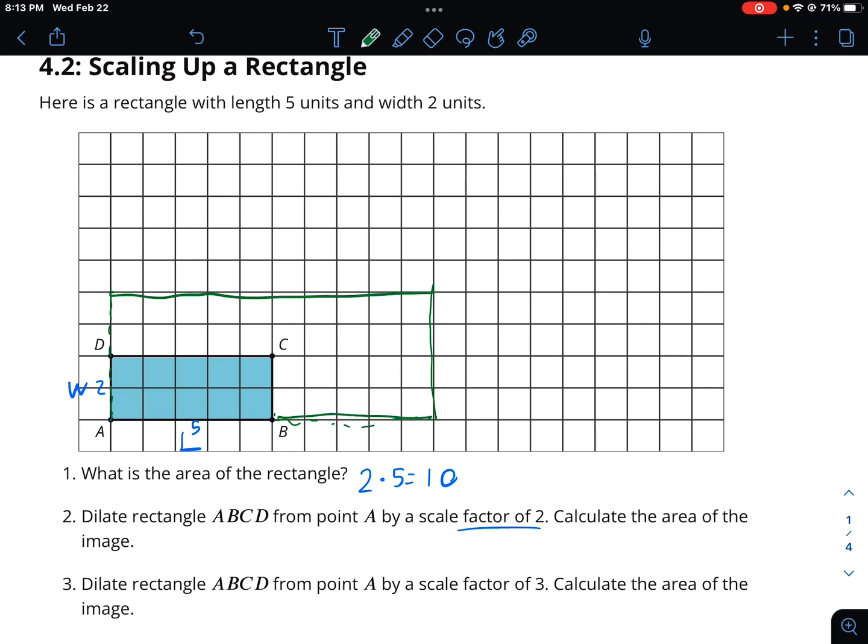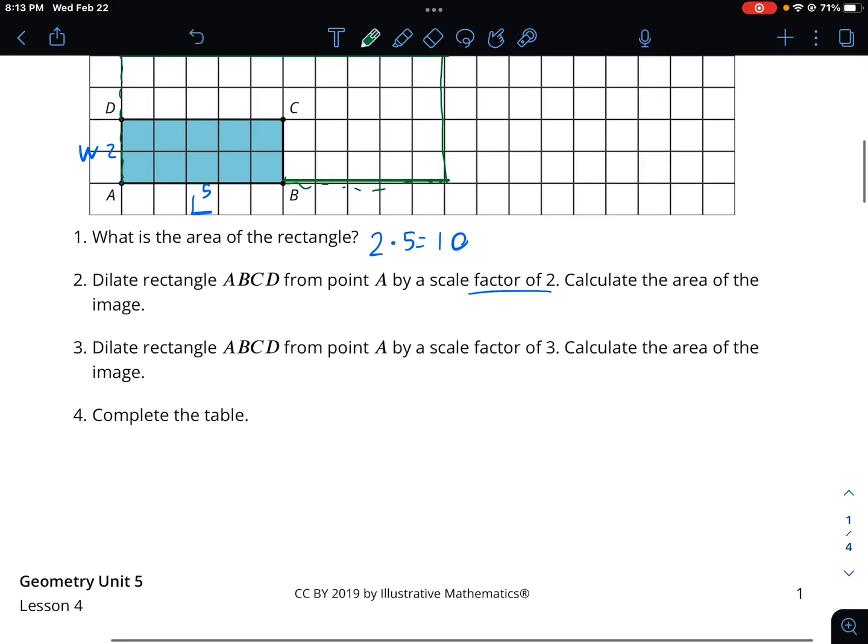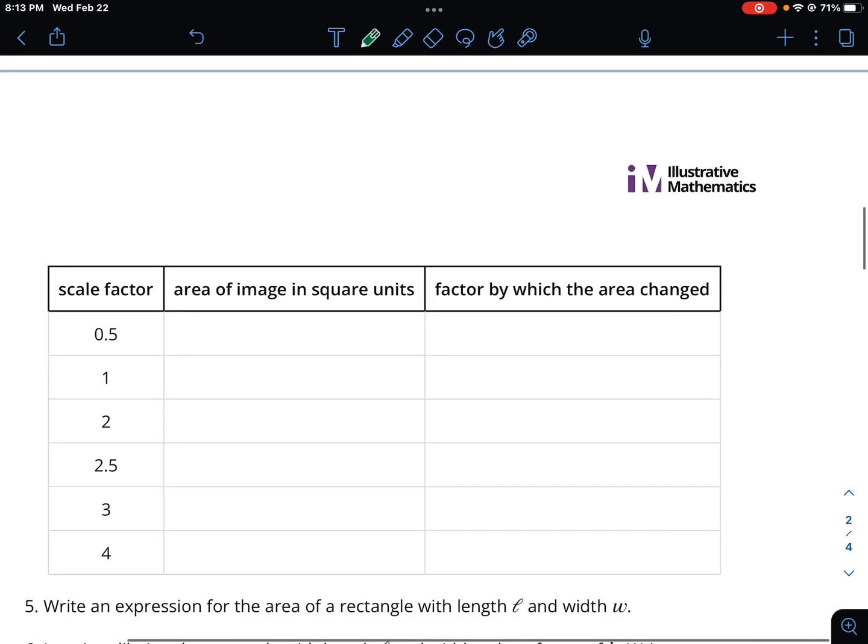No. And the basic idea here is you're going to find the new area, and we're going to make another chart just like in lesson 3. You're going to calculate this new area. Once you find this new area, and the next one, you're going to go down here and complete this entire table.